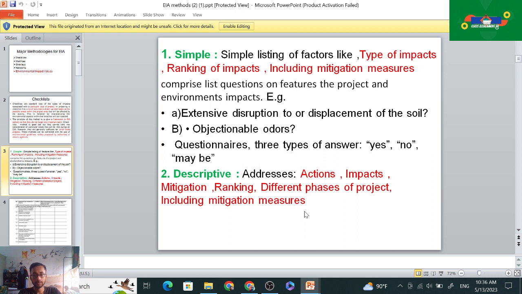Then first of all is the simple checklist. So simple listing of factors like types of impacts, ranking of the impacts, then including the mitigation measures, and then a list of questions on the features of the project and the environmental impact. First of all, extensive disruption or displacement of the soil. Number B is objectionable odors. Then questionnaires have three types of answer: yes, no, maybe. And descriptive checklists address the actions, impact, mitigation, ranking different phases of the project, including mitigation measures.